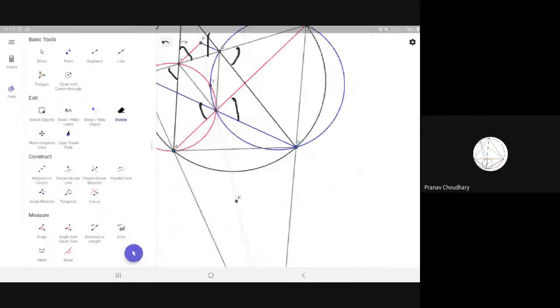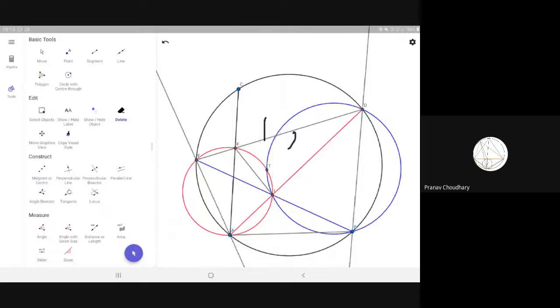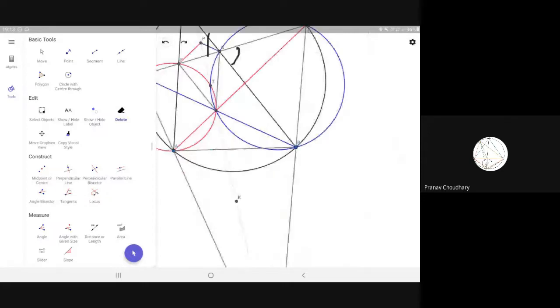Oh, can you repeat from the reflection part? Okay, yeah, you can see for yourself that C and I are reflections about DE. Okay. So, yeah, fine.